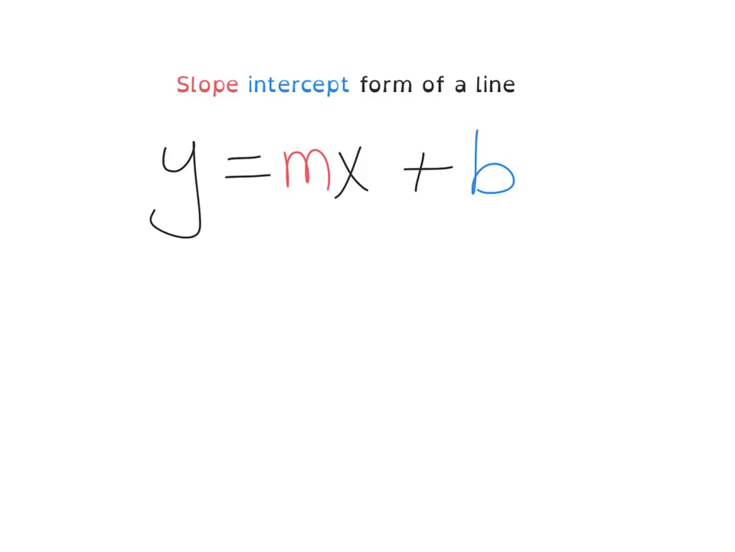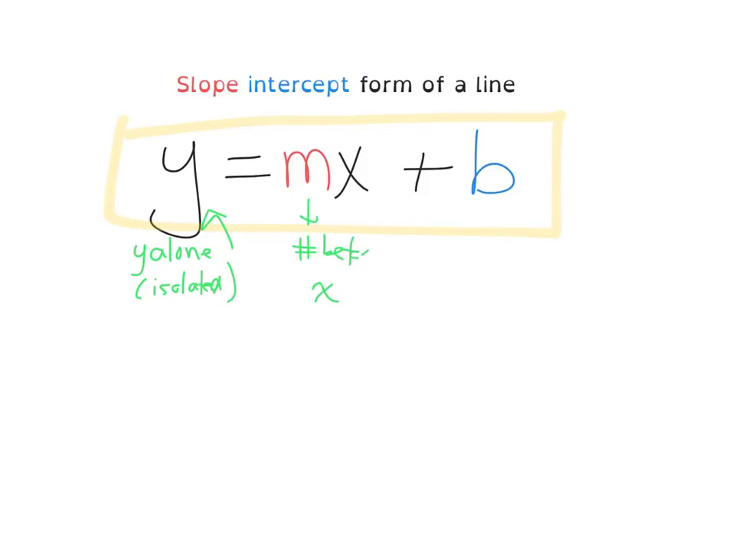Now that's where slope-intercept form of a line is going to be very, very helpful. Slope-intercept form of a line, first of all, is this general form. We call it y equals mx plus b. So the way that we want you to see it is y is alone. Right? Sometimes we might call that isolated. There's a number before x, and then there's some sort of number at the end.